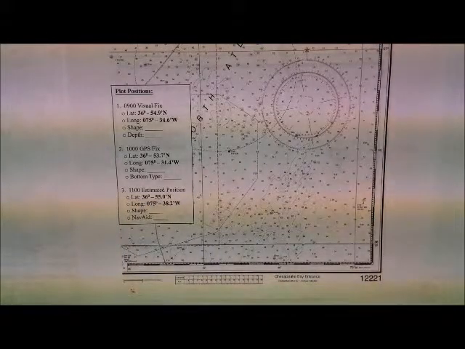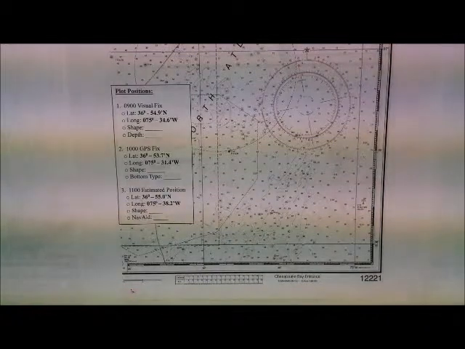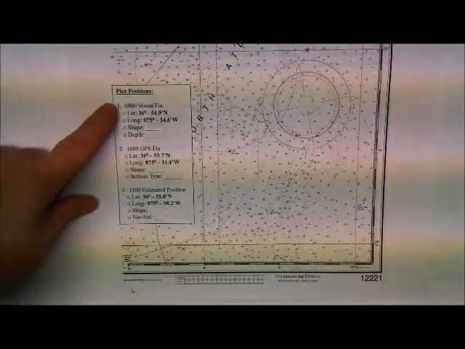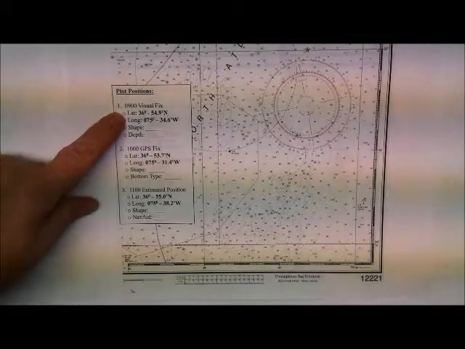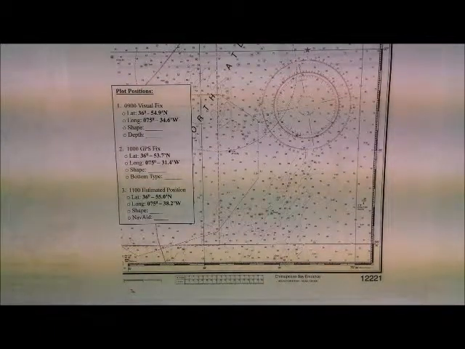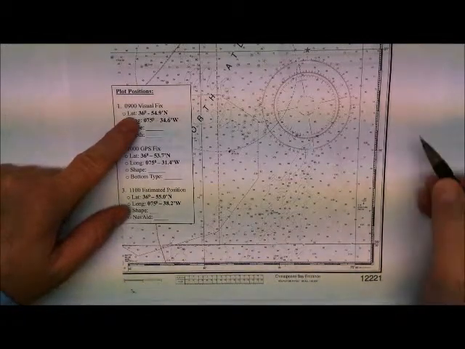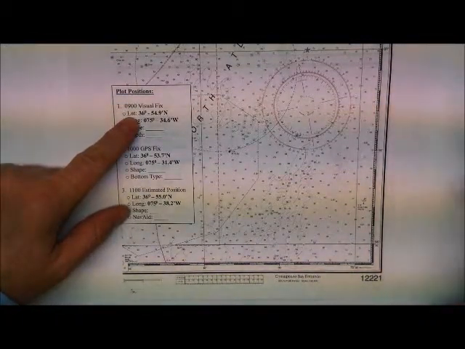In this lesson we're going to plot positions. So if we were given a latitude and longitude and we needed to plot that onto the paper chart, we're going to use the techniques to do that. At 9 o'clock we were given a visual fix with a latitude and longitude. Typically the easiest thing to do is to take that latitude and longitude and put a little hack mark at the appropriate latitude and longitude.